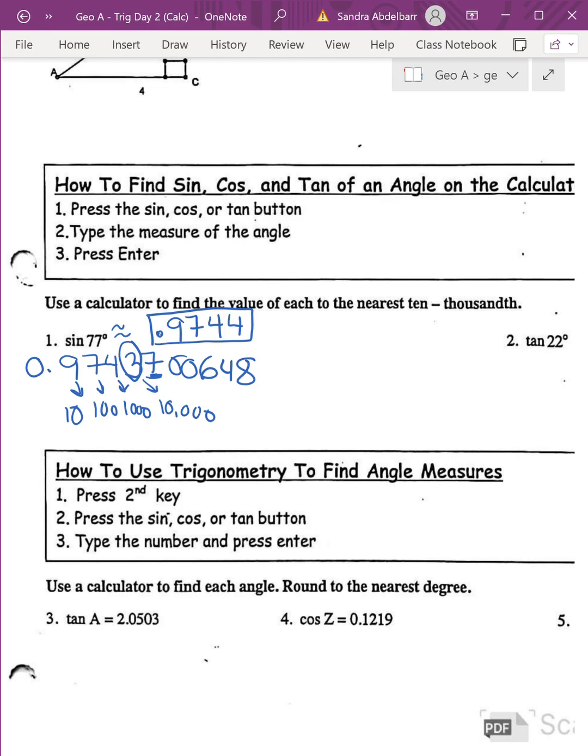All right, you all find the tangent of 22 degrees on your own. So you're going to press tan, 22, enter, and then you're going to round to the nearest 10,000th.